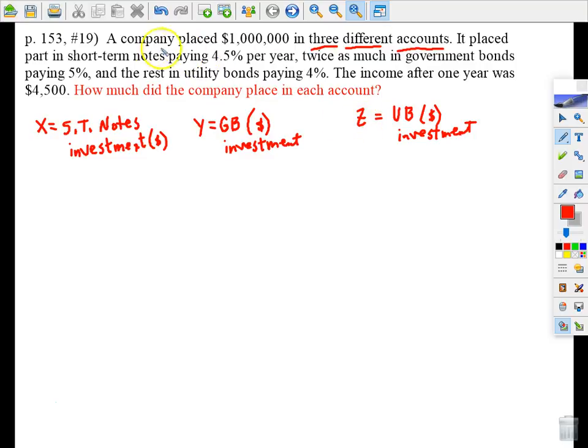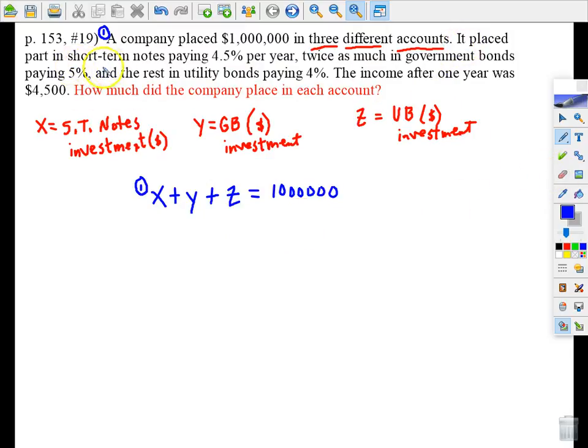I must come up with three equations. Well, the first equation will come from this first sentence. I noticed that this company placed $1 million in these three accounts. So the amount of the investment in short-term notes, which is X, plus the amount of the investment in government bonds, plus the amount of investment in utility bonds, totals $1 million. So that's my equation number one from that first sentence. Okay, let's see what else we know.